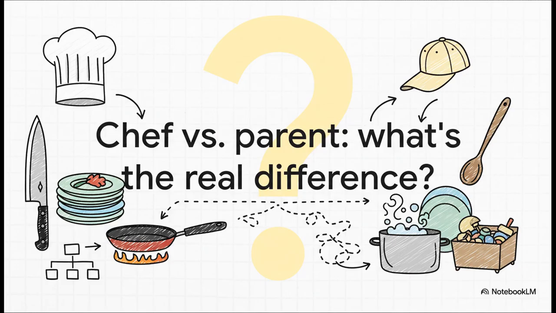Okay, so let's put this idea to the test. What's the real difference between a professional chef in a 5-star restaurant and a parent cooking dinner for their family? Or think about an Uber driver taking you to the airport versus your friend giving you a lift. The actions look almost identical, right? But the whole structure behind them couldn't be more different. So what do you think? What are those key differences?